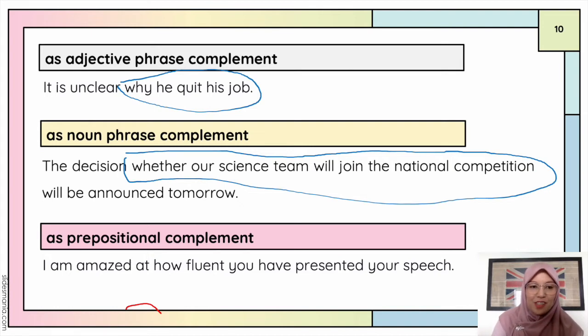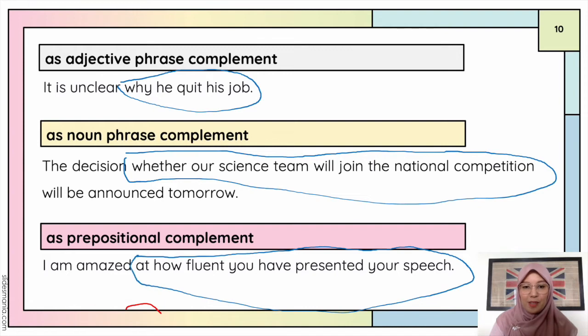The next function is prepositional complement. I am amazed at how fluent you have presented your speech. Can you find the noun clause here? Very good. You are correct. At how fluent you have presented your speech is the noun clause.